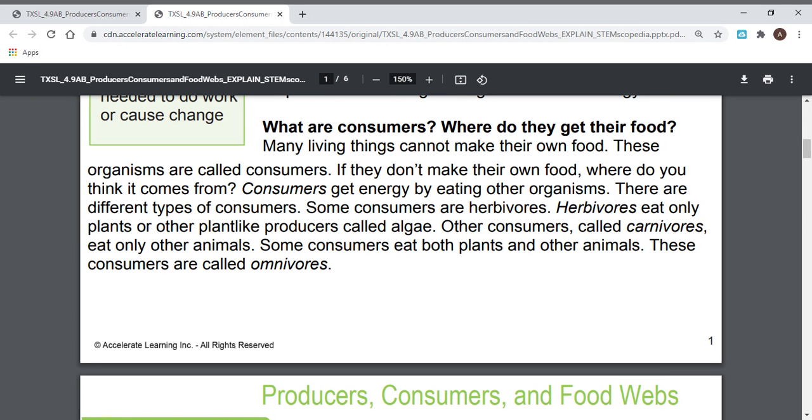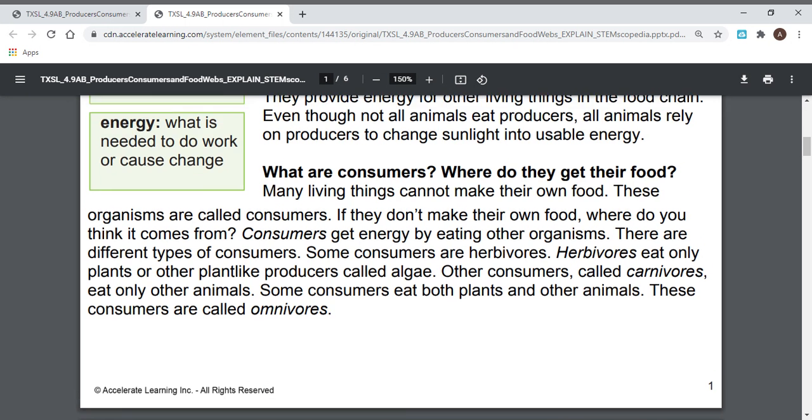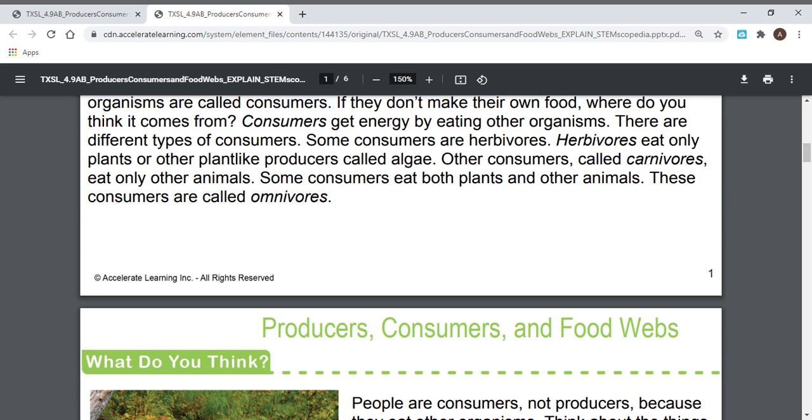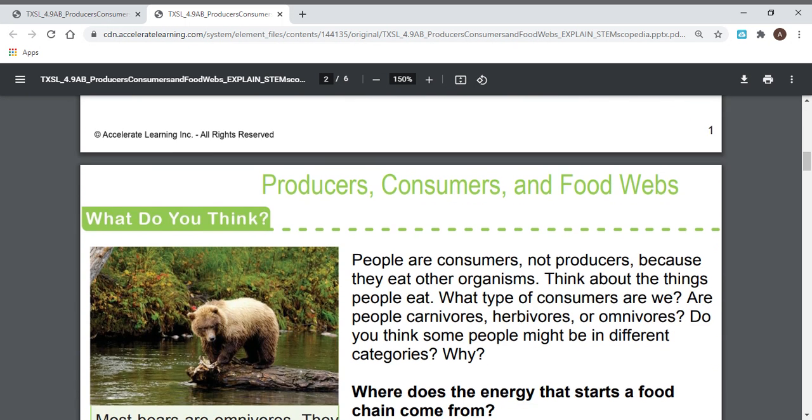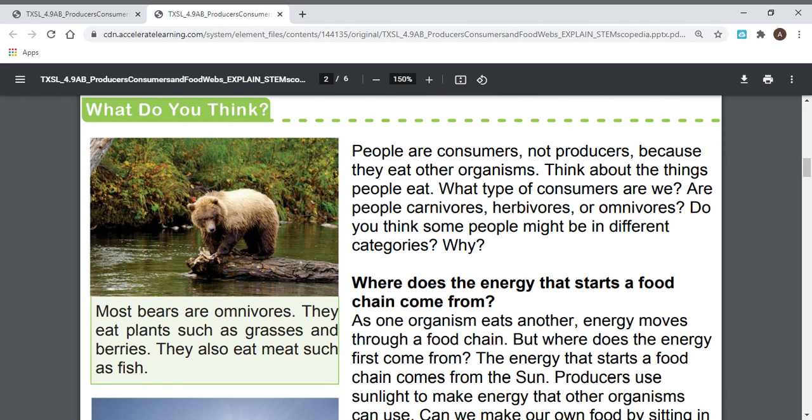There are different types of consumers. Some consumers are herbivores. Herbivores eat only plants or other plant-like producers called algae. Other consumers called carnivores eat only other animals. Some consumers eat both plants and other animals. These consumers are called omnivores. We have learned about producers, and we've learned about consumers and the different types. So let's continue on.